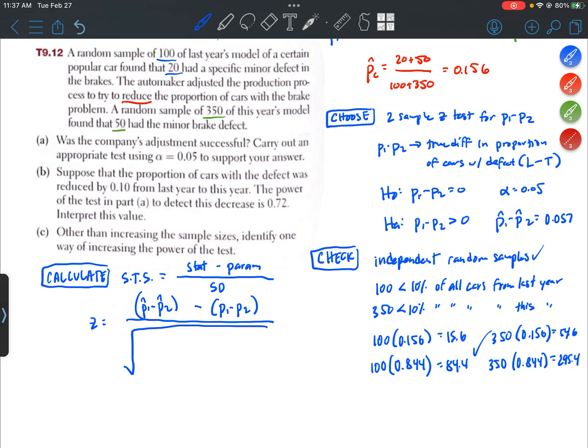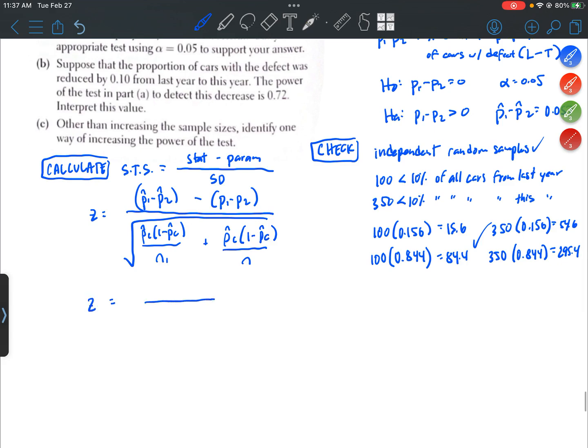And this is where we need to be careful again, because we're going to use the combined proportion when we write out the SD. p hat c times 1 minus p hat c over n1, plus p hat c times 1 minus p hat c all over n2.